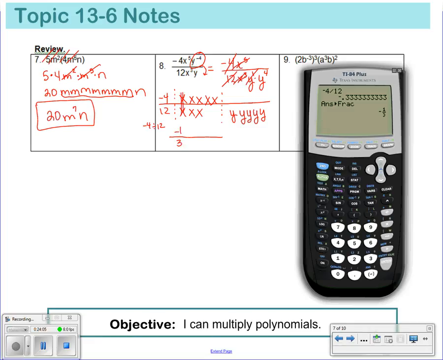Let's look at our x's. We'll cross our x's off. We're left with 2 x's on top, so this is x squared. And then on the bottom, we have y's. There's 1, 2, 3, 4, 5, so the y's are on the bottom, and raised to the 5th power.